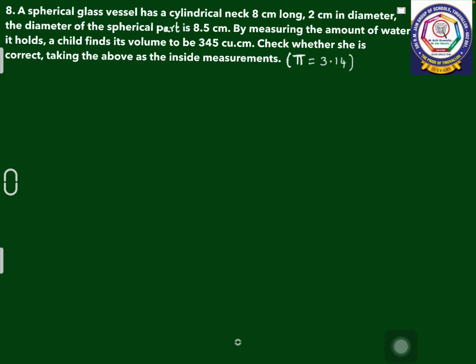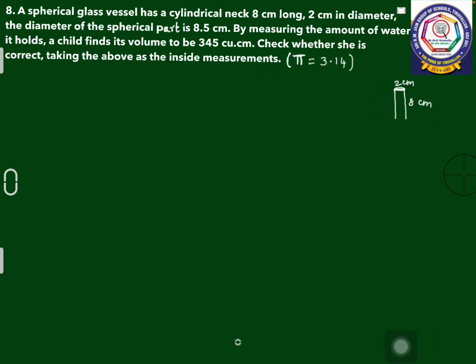Let us do the last problem in this exercise. A spherical glass vessel has a cylindrical neck 8 cm long, 2 cm in diameter. The diameter of the spherical part is 8.5 cm.